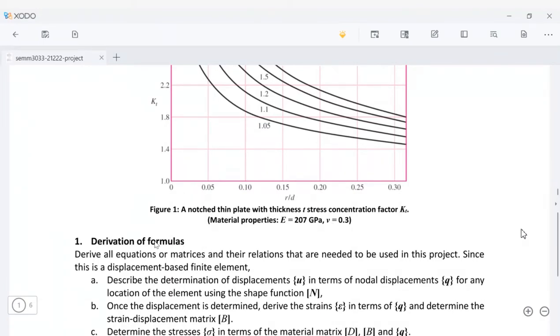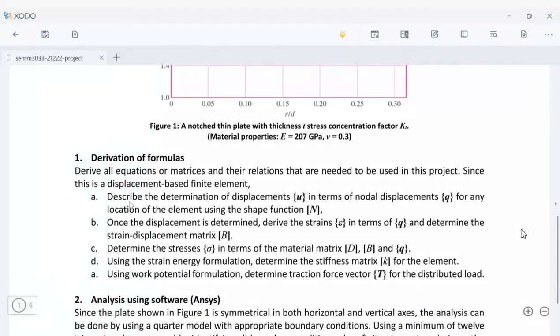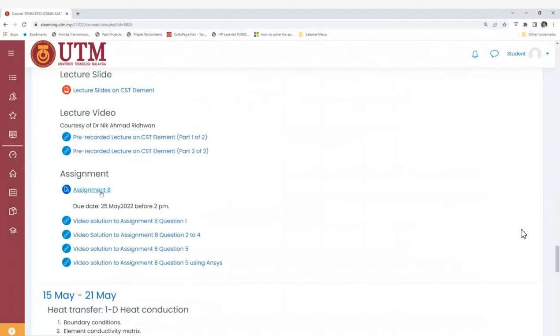Okay, first part is derivation of formulas. I think derivation of formulas is not an issue because you have done this in assignment number 8. You have done this here, right? So you just copy and paste and put it in your report. Basically this is a free gift. Derivation of formulas, you have done it in your assignment number 8. So no issue here.